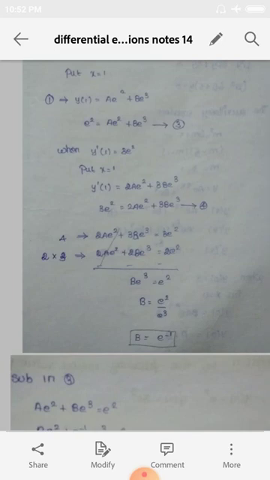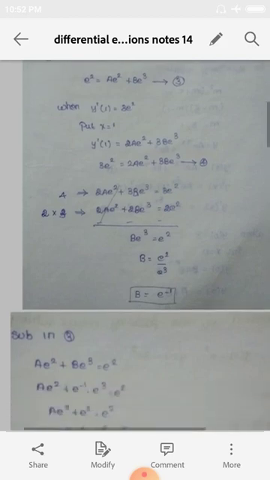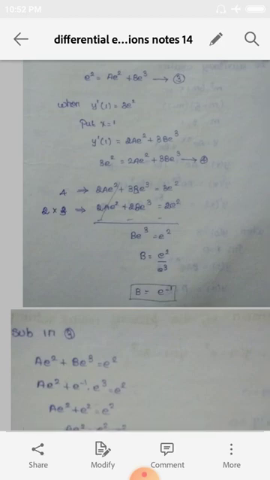Now solving equations 3 and 4, we have to find the values of a and b. That is the procedure. After substituting the condition, we get equation 3 and equation 4. Now we have to solve these two equations. Write the fourth equation as it is. What is the fourth equation?